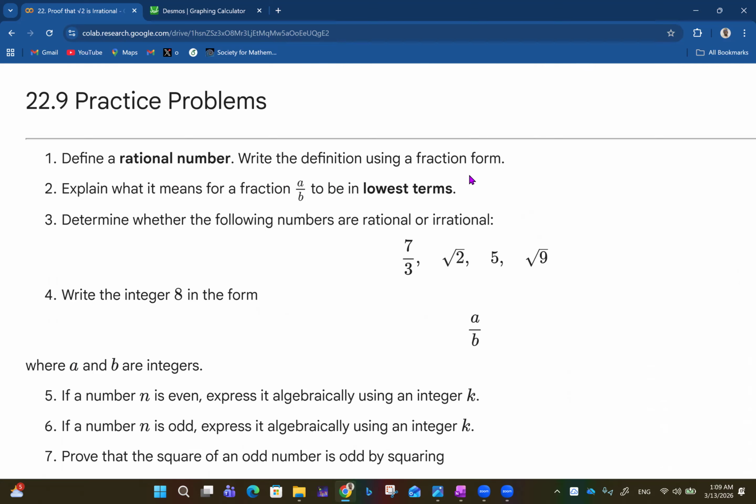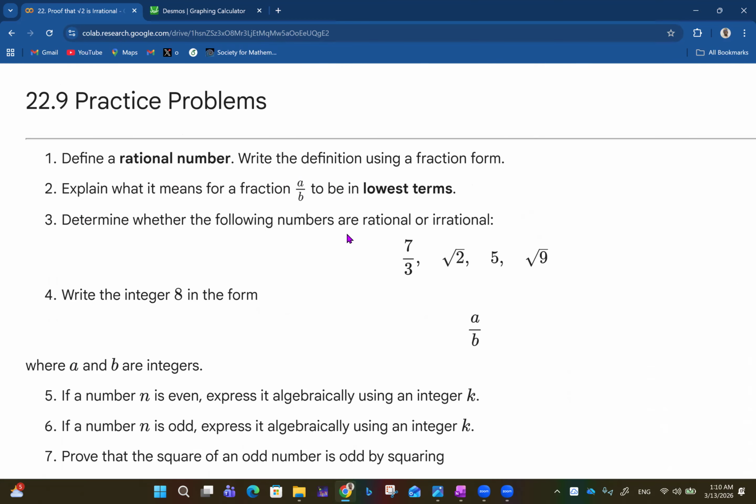Of course, a rational number is a number that can be written as the ratio of two integers a over b, where a and b are integers and b is not 0. Explain what it means for a fraction a over b to be in lowest terms. That means that the greatest common divisor is 1. That is, nothing is common to a and b apart from 1.